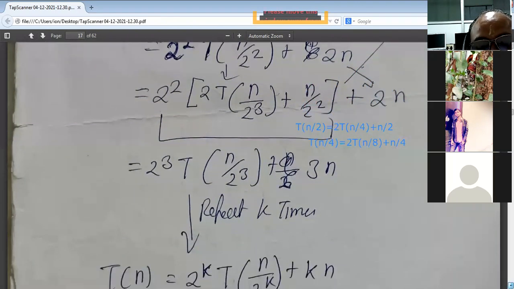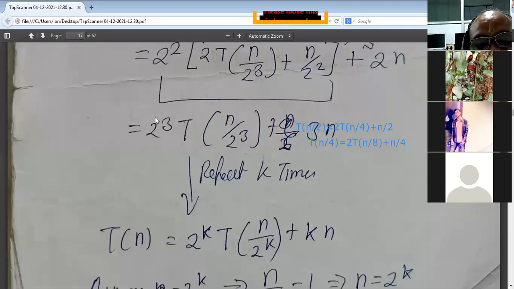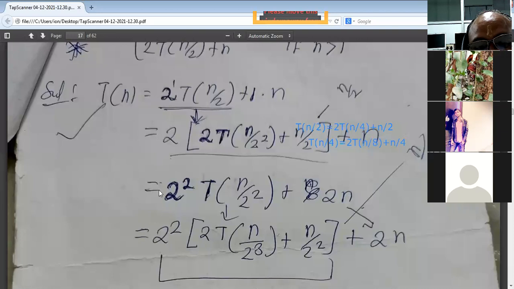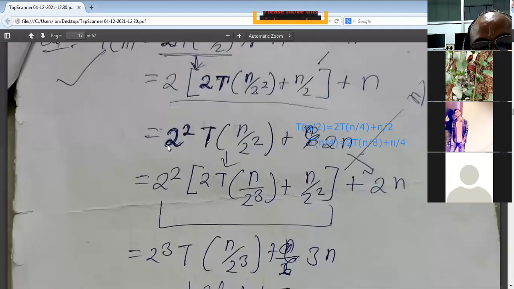Now you can see it is repeated k times. That means 2 to the k T n by 2 to the k. Previously you can see here it was 2 square T n by 2 square plus 2n. Previously you can see it was 2T n by 2 plus n. That means the power remains same, sir. Here you see 2 raised to 1, here is 2 raised to 2, and here is n by 2, here is n by 2 square, here is 1n, here is 2n. So in the similar case, here is 2 square, here is 2 cube, here is n by 2 square, here is n by 2 cube, and here is 2n, here is 3n.